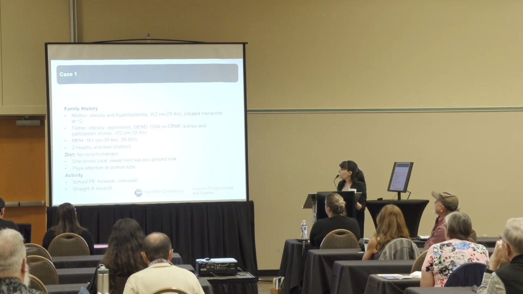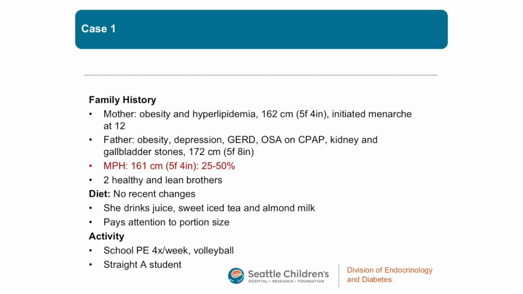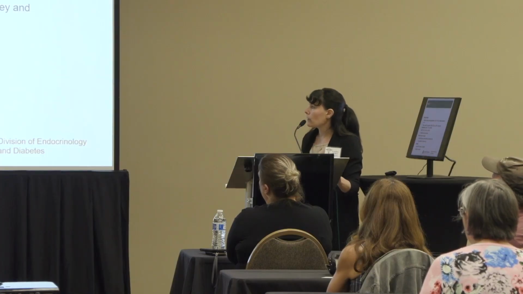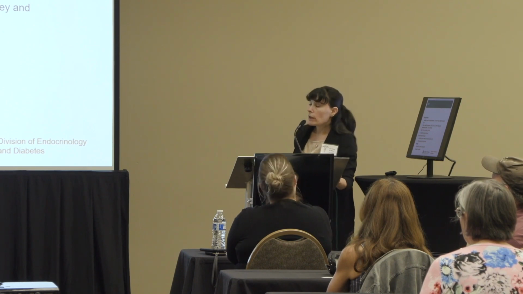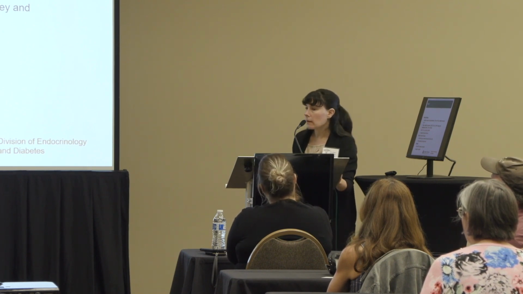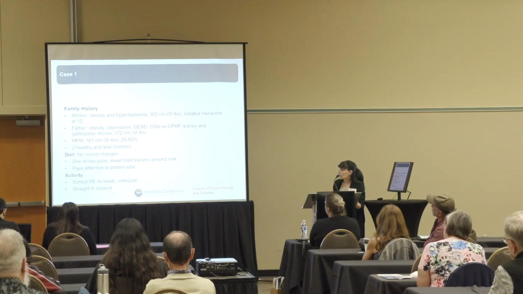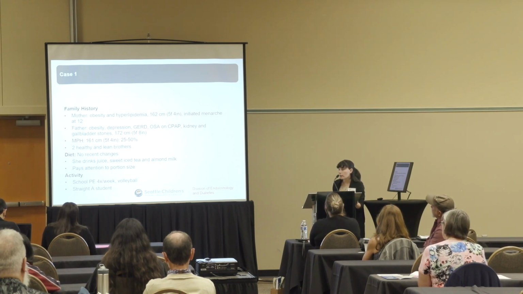Next slide. Both parents were obese, and the mean parental height of these parents is 161 centimeters, which fell on the 25th to the 50th percentile. And she had 2 healthy brothers that were lean. Actually, the youngest was also my patient for another problem later on. She had no recent changes in her health, diet, medication, or physical activity to account for what I'm going to show you on the growth chart. She continues doing physical activity 4 times a week, a very bright young girl.